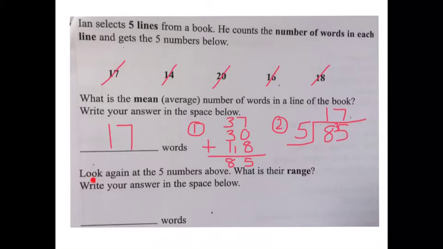Question 2. Look again at the 5 numbers. What is their range? Again, range is the biggest, take away the smallest. The biggest number on that list is 20, smallest was 14, so the range is 6.